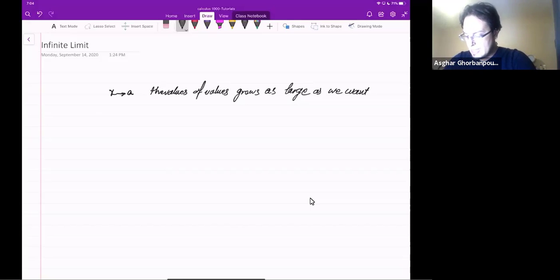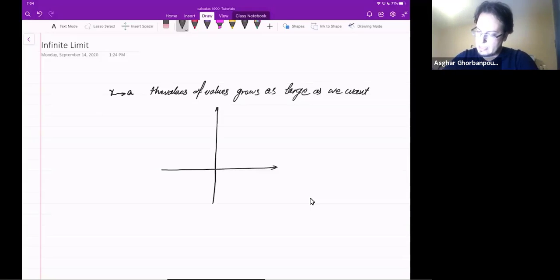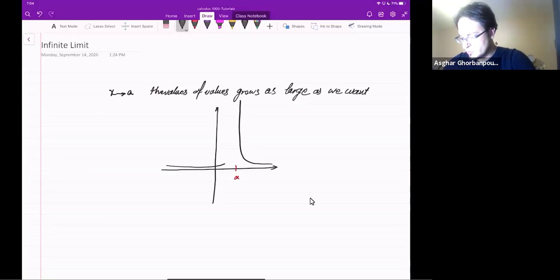In other words, as we get closer to these kinds of numbers, so let's say a here, the values of the function grow like something like this, or let me just go from both sides, something like that, or it may go the other way around from the negative side and so on. So this is the intuitive definition of the limit at plus infinity or negative infinity. Similarly, we can have negative infinity.